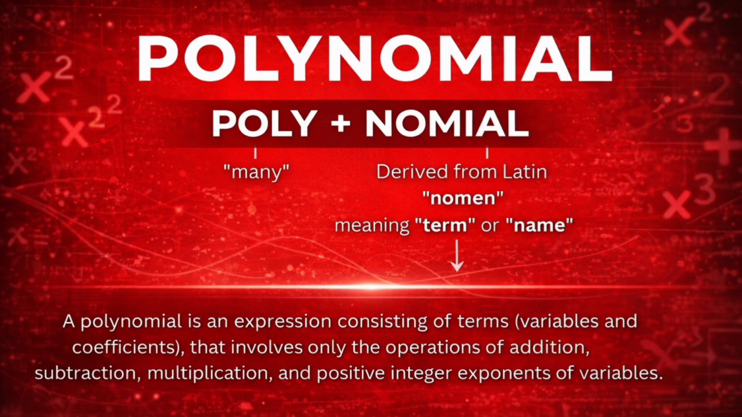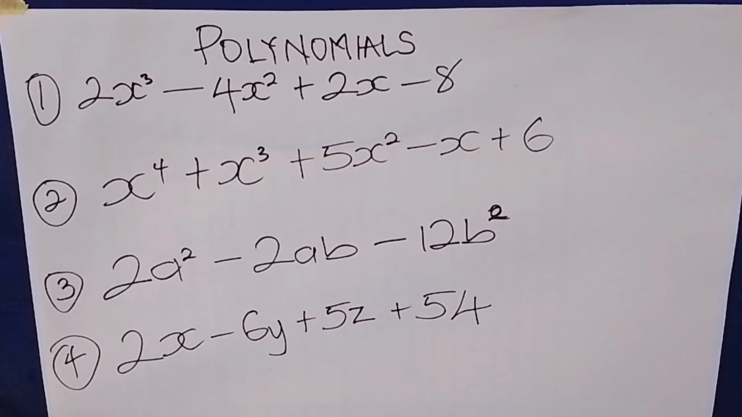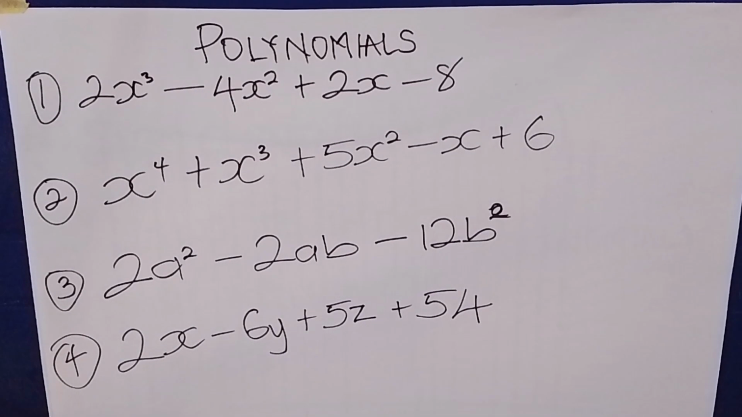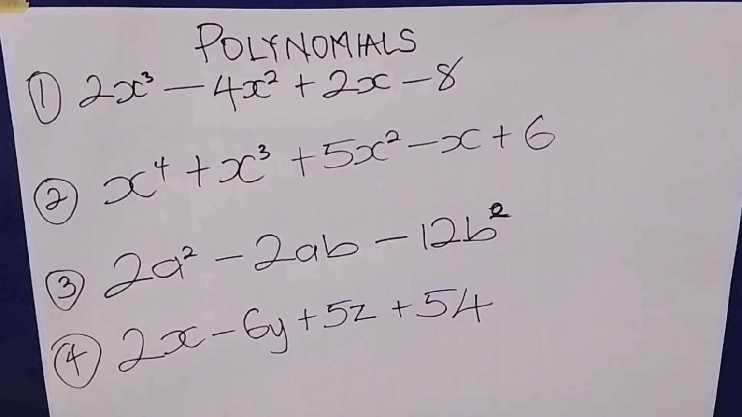A polynomial is an expression consisting of terms, and these terms are made up of variables and coefficients that involve operations of addition, subtraction, multiplication, and positive integer exponents of variables. So we have here 4 examples of polynomials, and let's look into these examples to understand the definition which I've given. So let's start with the bottom.